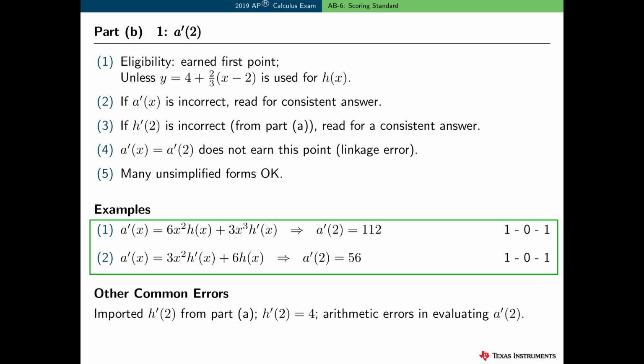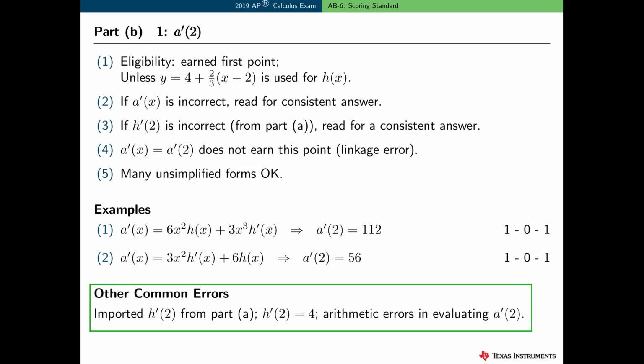Here are some example student responses and how each was scored. In example 1, the student has the correct product rule form, but they made an error. The 6x squared is wrong. But they're still eligible for the third point. And they found their a prime of 2 correctly, so this earns 101. In example 2, correct form, incorrect derivative, correct a prime of 2. So this also earns 101.